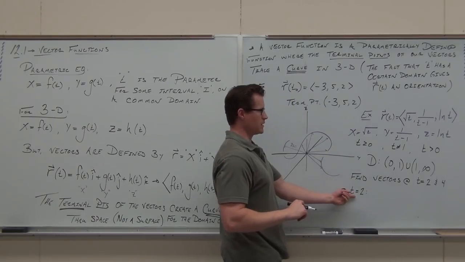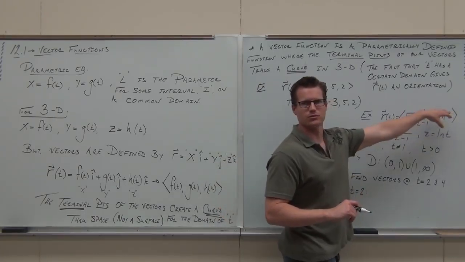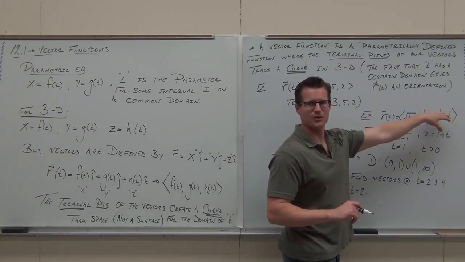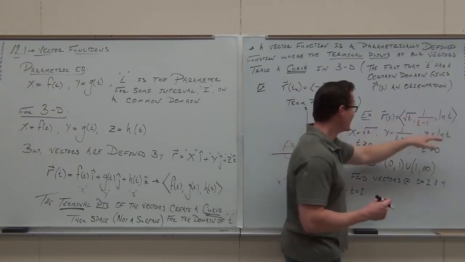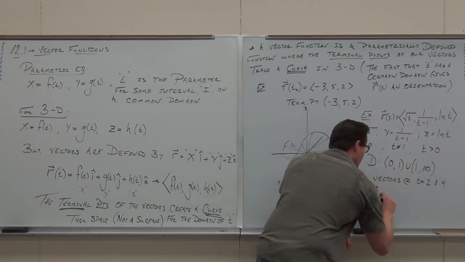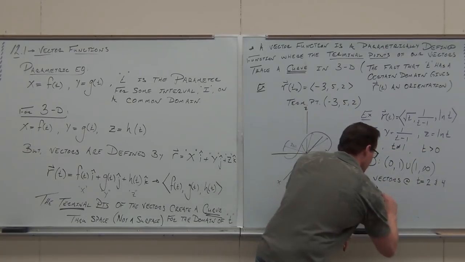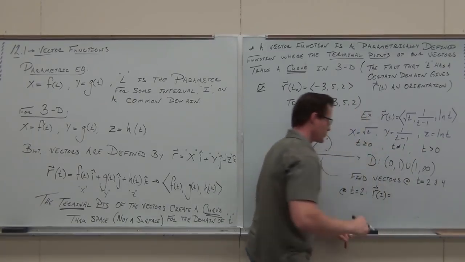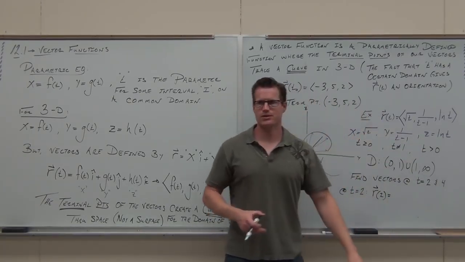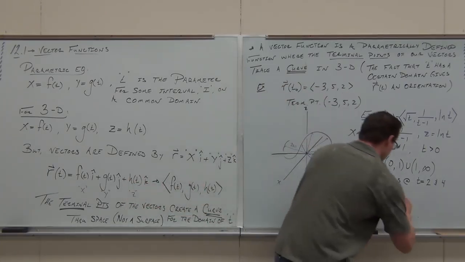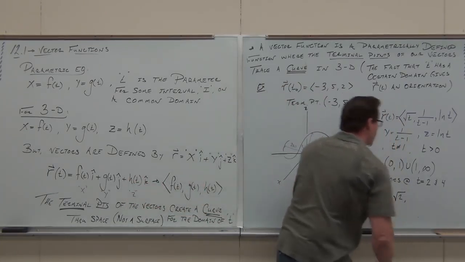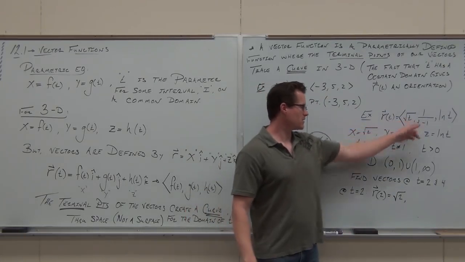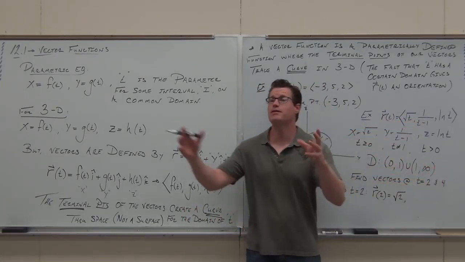So at t equals 2, this is all based on t's, right? Plug in your t. So if I wanted to find the vector at t equals 2, okay, plug in 2. What's the square root of 2? I don't know. Leave it. Square root of 2. Can I plug in 2 here? Yes, of course. It's in my domain. You can plug in anything you want.